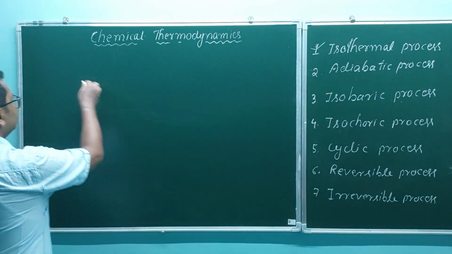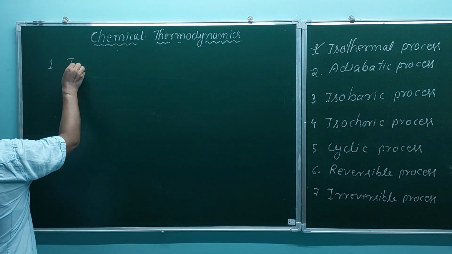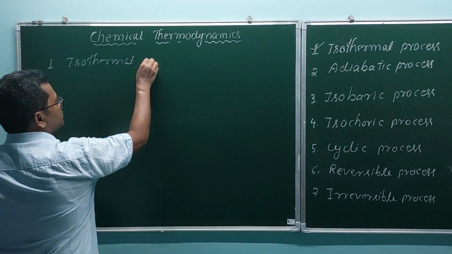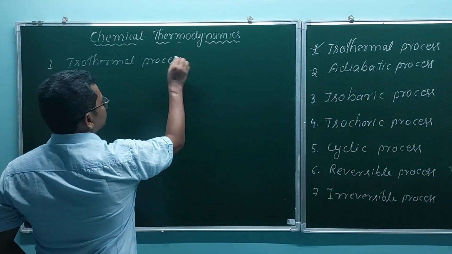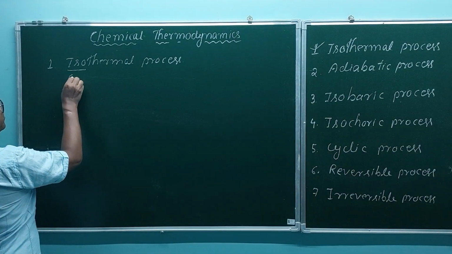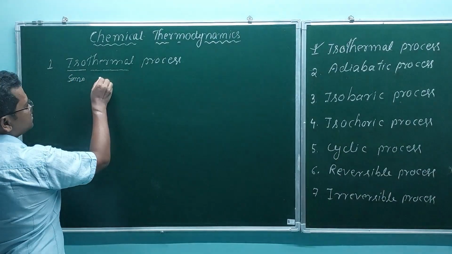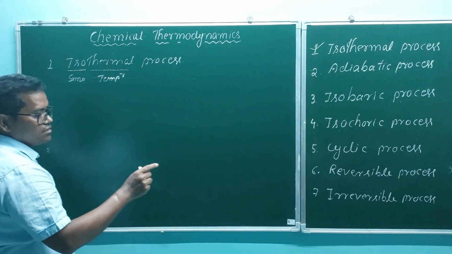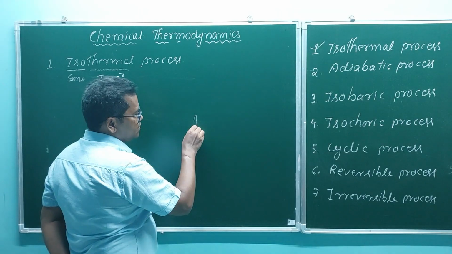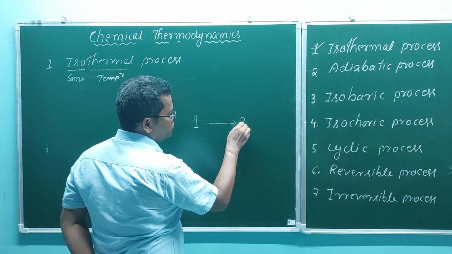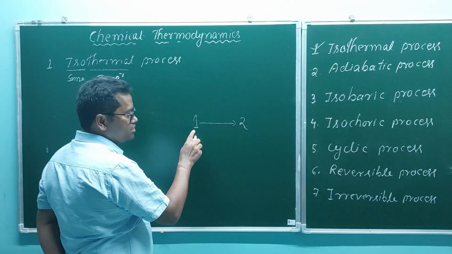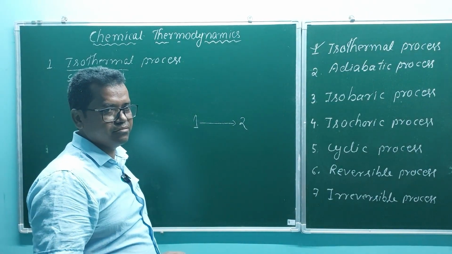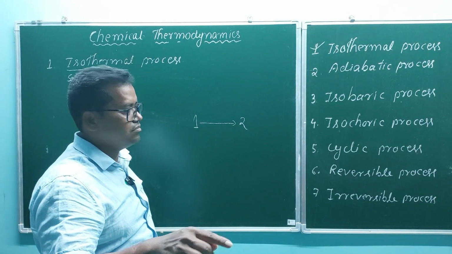So first is our isothermal process. Iso means same. Thermal means temperature. That is, the system changes its state from 1 to 2, but the temperature of the system remains constant. That is, the temperature of the system does not change.